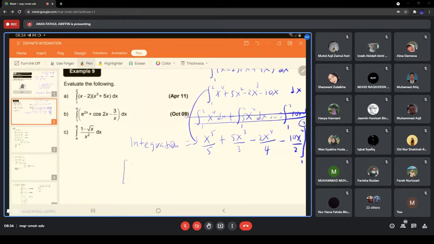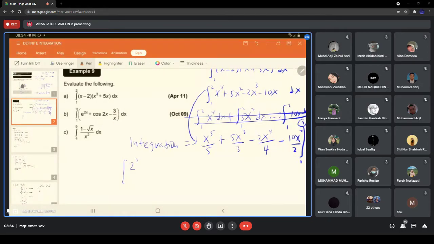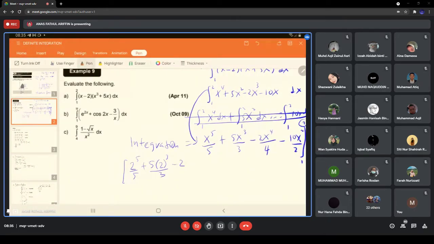So we have 2 power of 5 over 5 plus 5 times 2 power of 3 over 3. Ingat, x ni semua kita gantikan dengan upper limit 2. Minus 2 power of 4 over 4, and then minus 10x power of, which is x, we substitute by 2, power of 2, and then over 2. Okay, ini untuk yang upper limit 2.